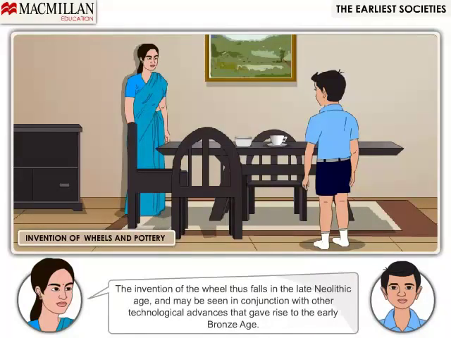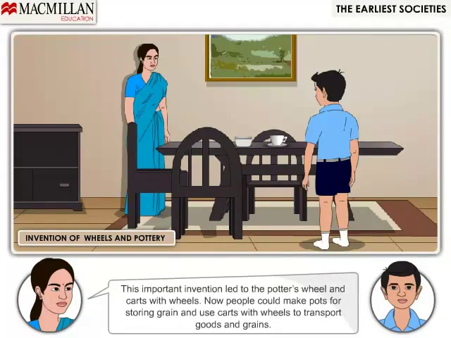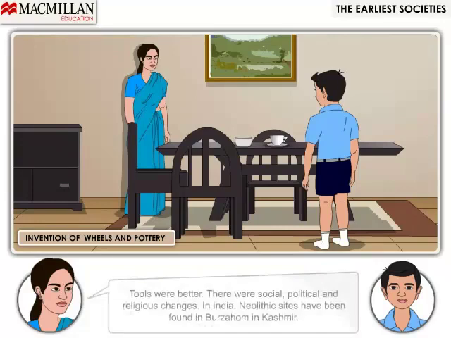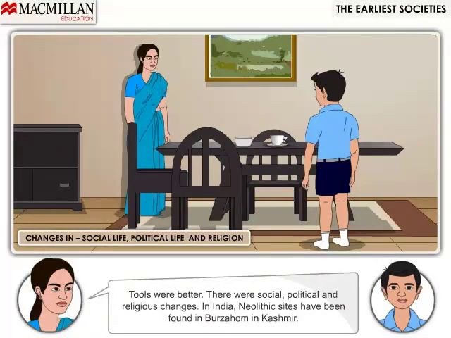The invention of the wheel thus falls in the late Neolithic age and may be seen in conjunction with other technological advances that gave rise to the early Bronze Age. This important invention led to the potter's wheel and carts with wheels. Now people could make pots for storing grain and use carts with wheels to transport goods and grains. Tools were better. There were social, political, and religious changes. In India, Neolithic sites have been found in Burzahom in Kashmir.